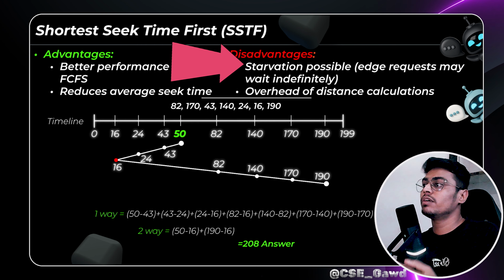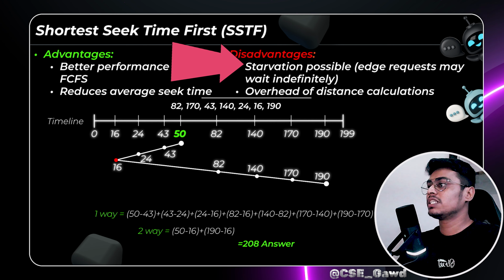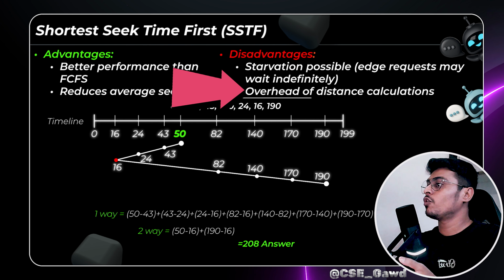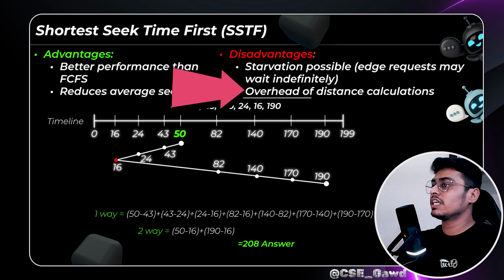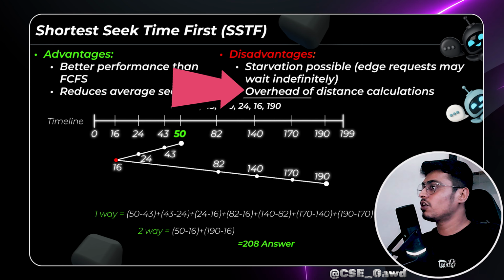Starvation problem. If requests keep coming for the middle tracks, requests at the edges of the disk might wait. So this is the problem of starvation. Now what is the problem of overhead? We need to calculate the distance for all pending requests at each step. So these are the disadvantages of SSTF.